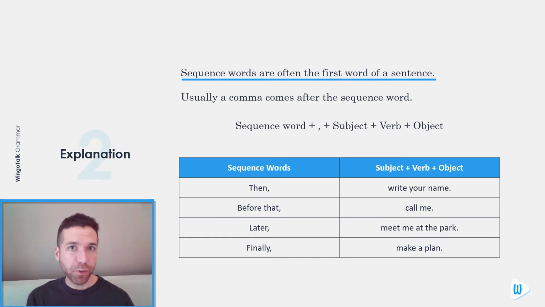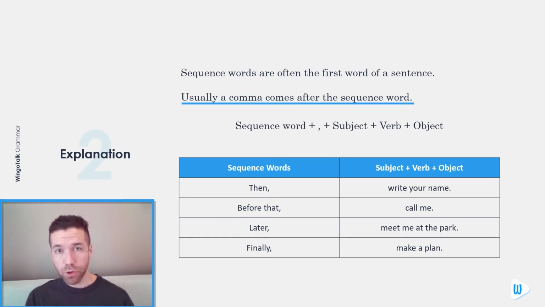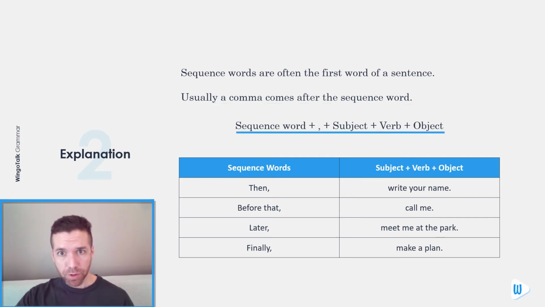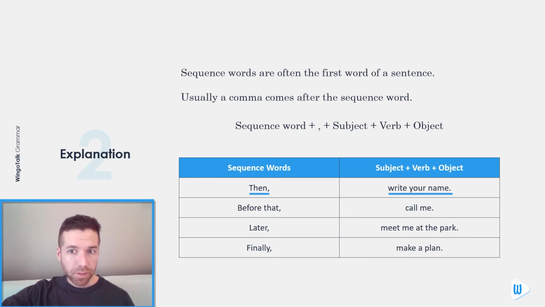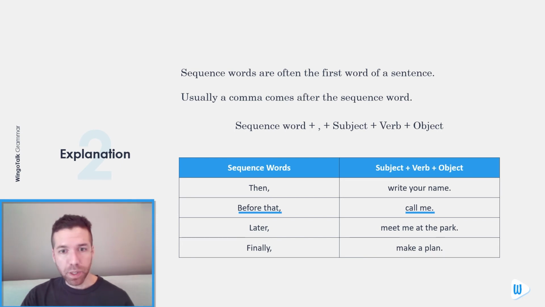Sequence words are often the first word of a sentence. Usually, a comma comes after the sequence word. Sequence word plus subject plus verb plus object. Then, write your name. Before that, call me. Later, meet me at the park. Finally, make a plan.